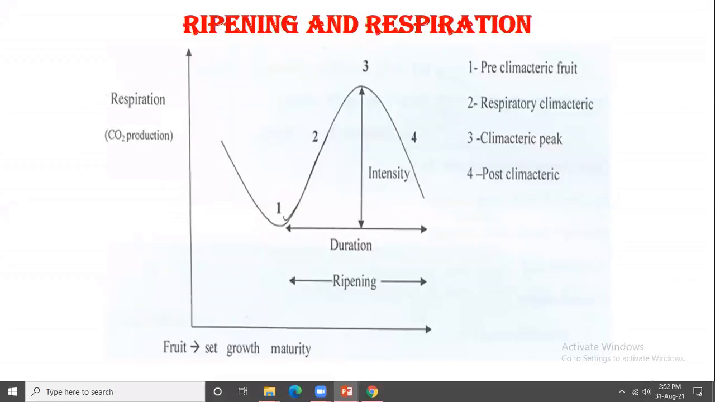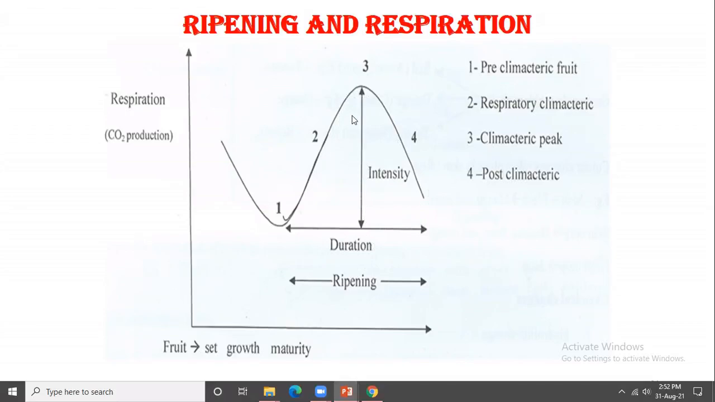Before ripening and respiration, you can see this curve, respiration versus growth, maturity or ripening period. Here one is pre-climatic, two is respiratory climatic, and three is the climatic peak. This is the top point, that's why it is called the climatic peak, and finally post-climatic. This is the intensity, then duration.